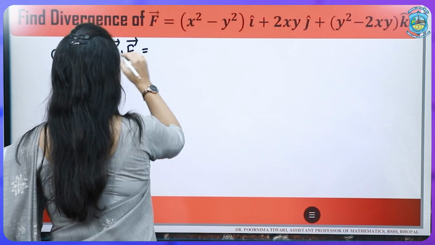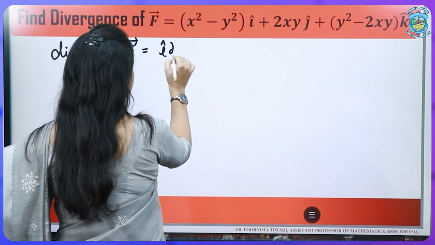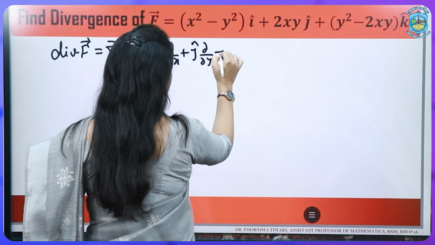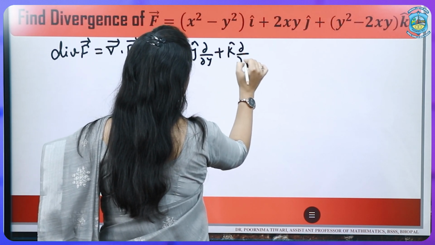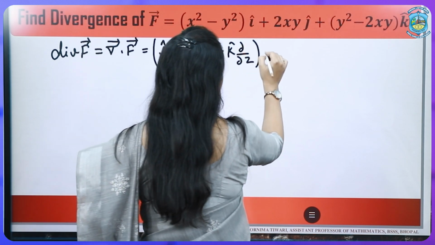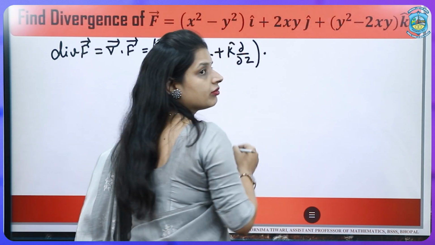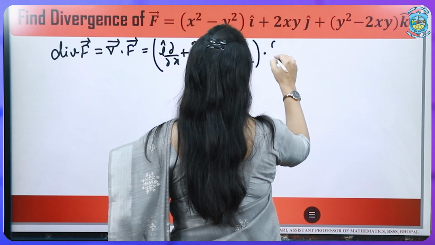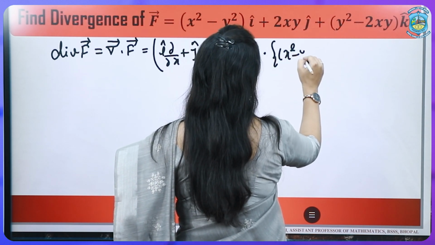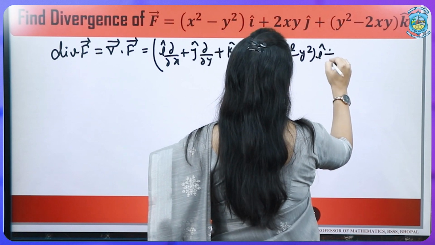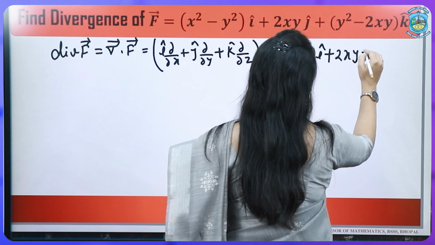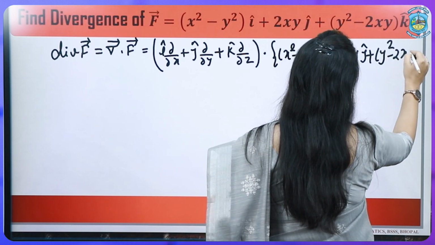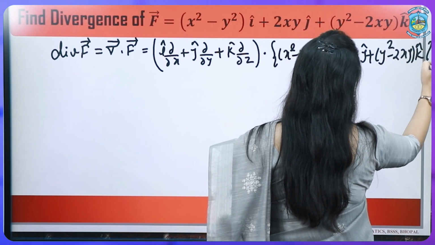We substitute the value of this nabla operator: i cap del by del x, j cap del by del y plus k cap del by del z. Dot product with the given vector f. So, it is (x square minus y square) i cap plus 2xy j cap plus (y square minus 2xy) k cap.